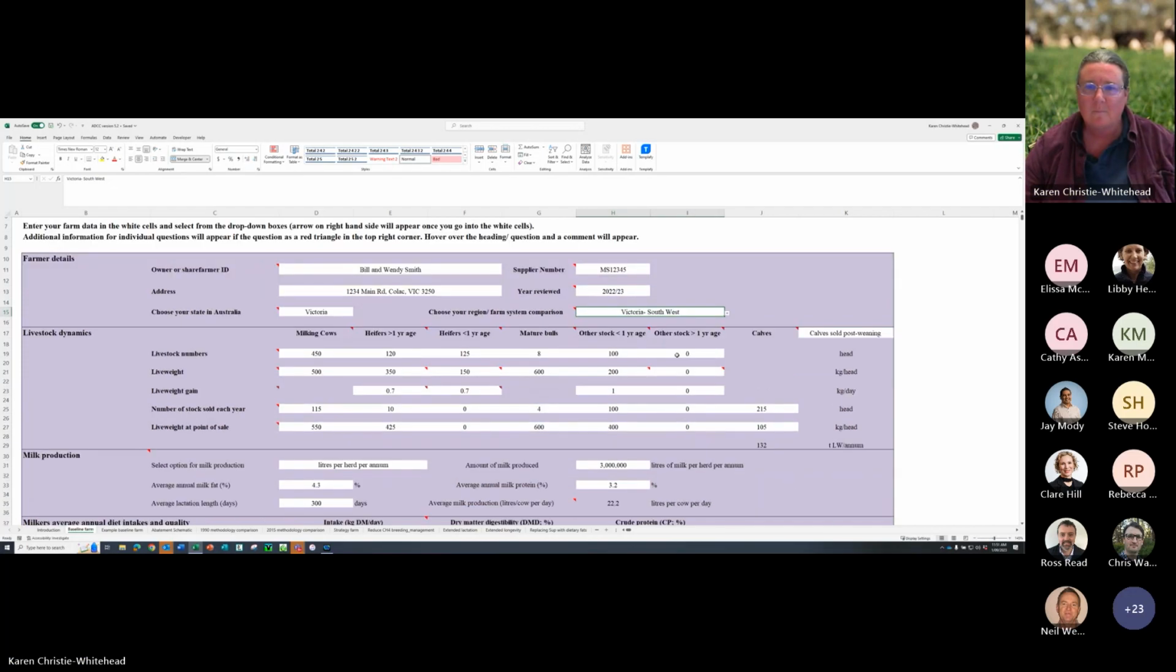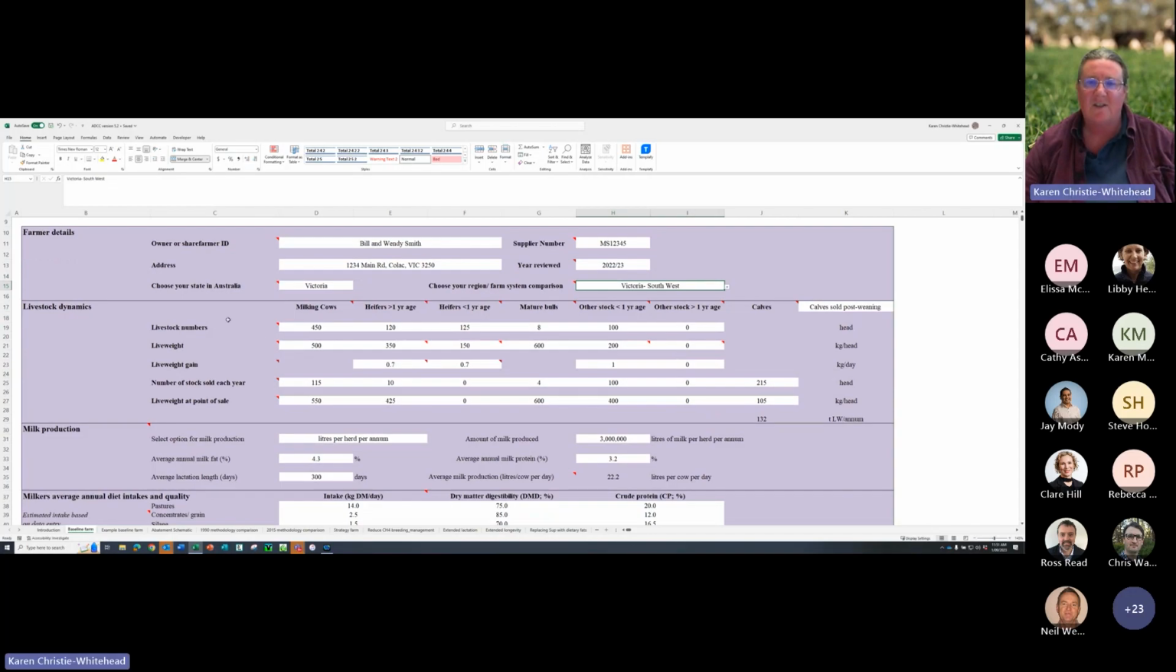The next section is looking at livestock dynamics, and we've broken it down into the different stock classes. For a lot of the cells where there are headings, you'll see a red triangle in the top right corner, and a comment or note pops up that gives a bit of an explanation of, well, what are we considering a milking cow? This is the 12-month assessment. So we wanted to know how many cows are actually in the milking herd for a 12-month period.